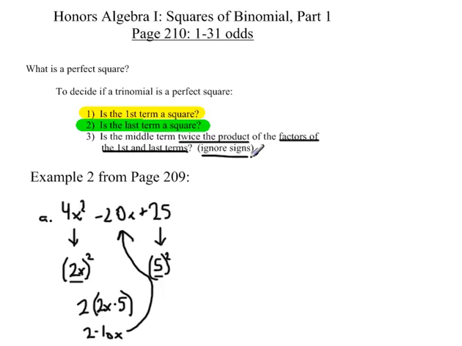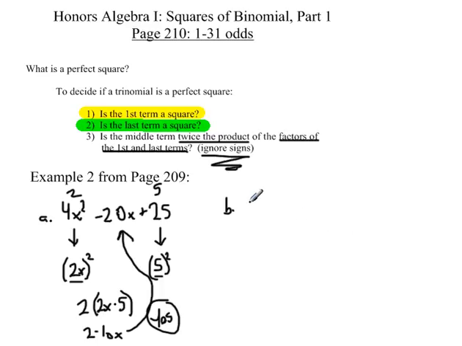And you notice that you ignore the signs. This is a negative 20x. We're not interested in that being a negative sign. We're just interested in taking 2 times 5x and doubling that to get 20x. Now look at example B. So yes, this is a perfect square. So I forgot to answer the question.